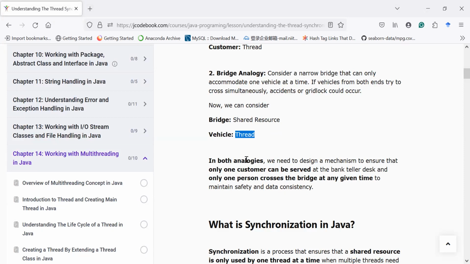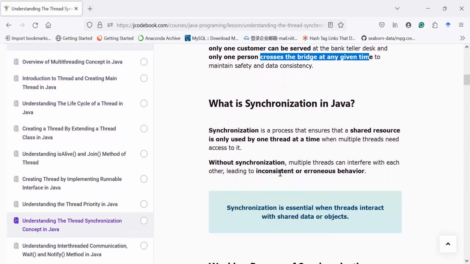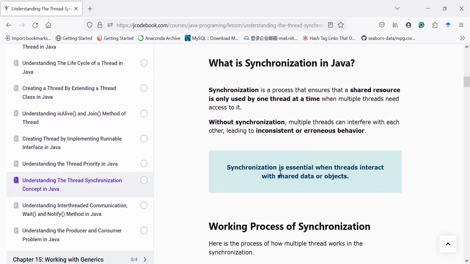So in both problem statements, we need to design a safe mechanism to ensure that only one customer is served at a bank teller desk and only one person crosses the bridge at a given point of time, to maintain safety and data consistency. So there is a need for synchronization between the different threads. Let us understand what the synchronization problem is and what synchronization in Java is.